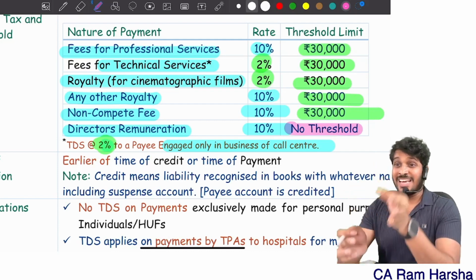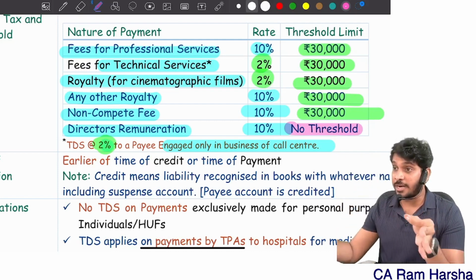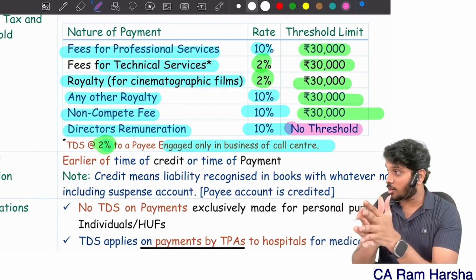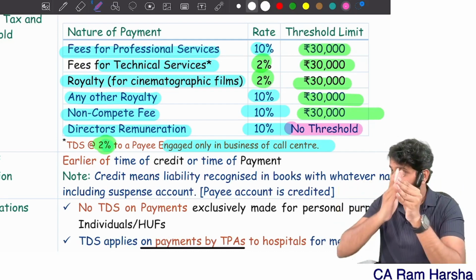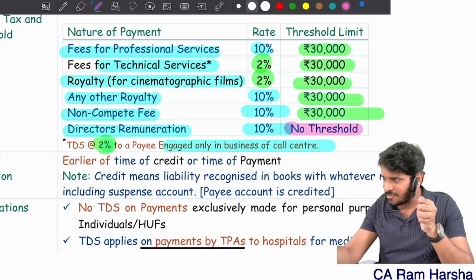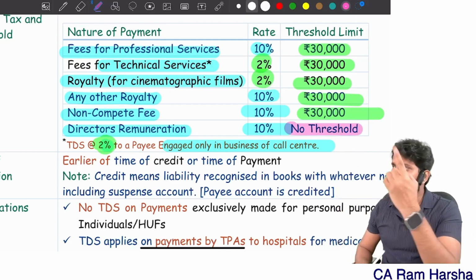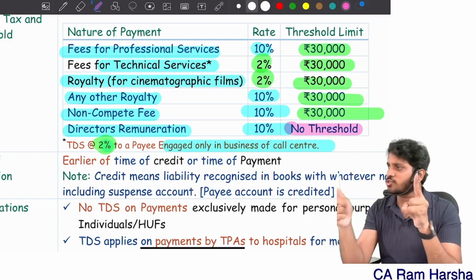For all of them, each amount, each expenditure, there is a separate 30,000 limit. Remember, the 30,000 limit is not combined all put together. It's a separate limit for royalty, a separate limit for technical fees, and a separate limit for professional fees. Yes or no? Suppose to a single person, I'm paying professional fee and technical fee, 20,000, 20,000 I paid.